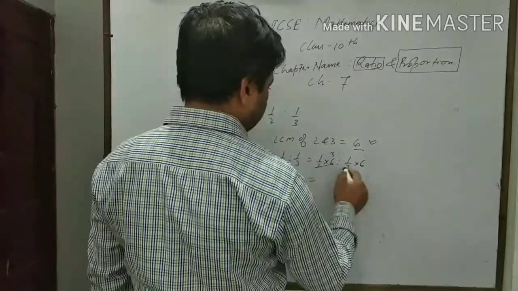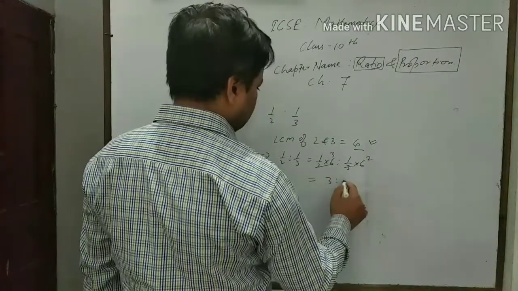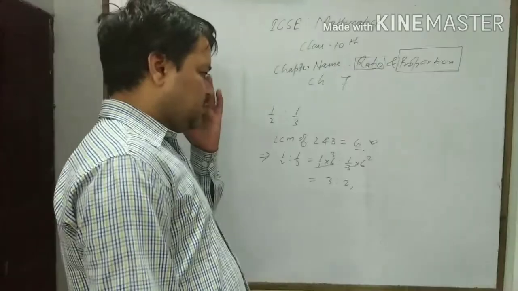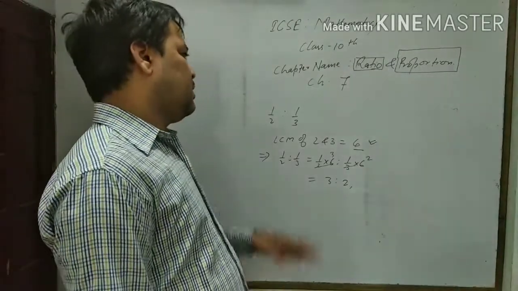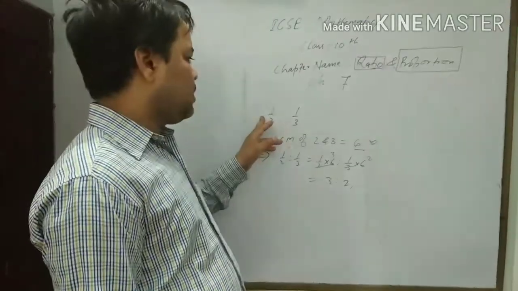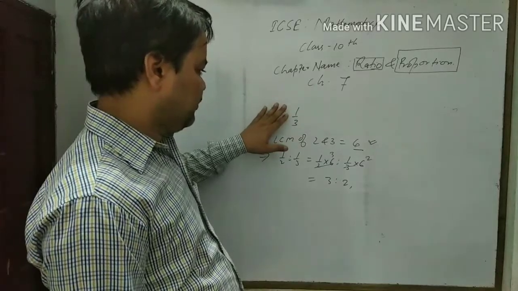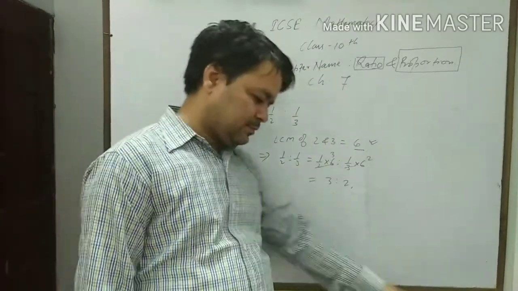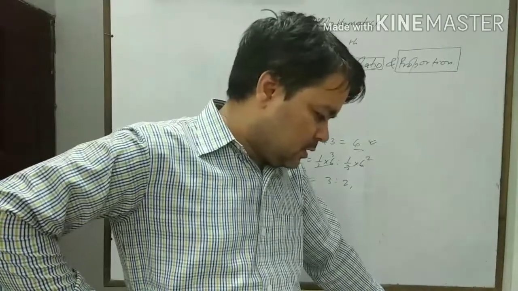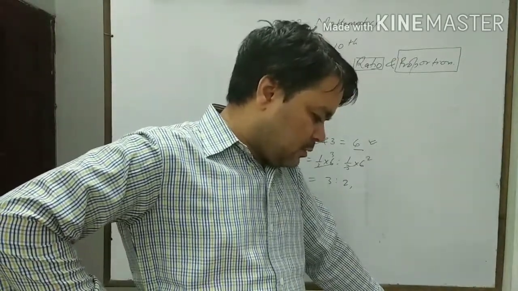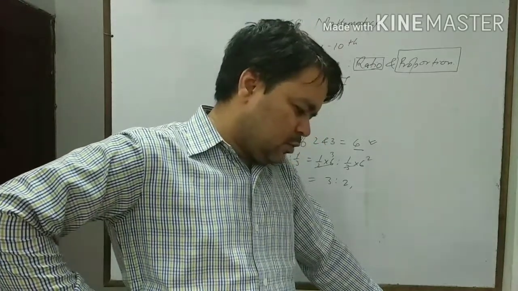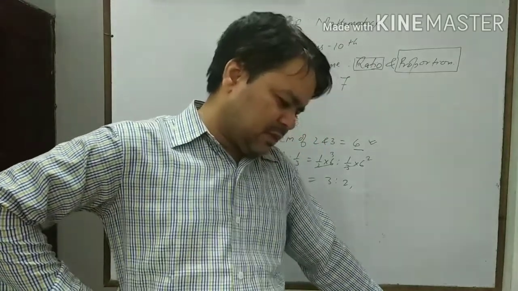Here 2 3 is 6 and 3 2 is 6, so 3 is to 2. This way, we can change a ratio which is in fraction to whole number form. Similarly, to compare two ratios, convert them into equivalent like fractions. Okay.